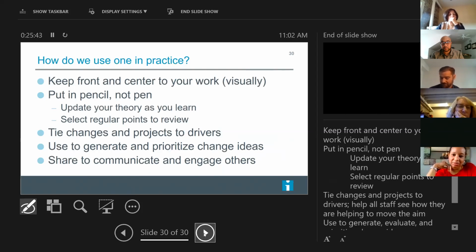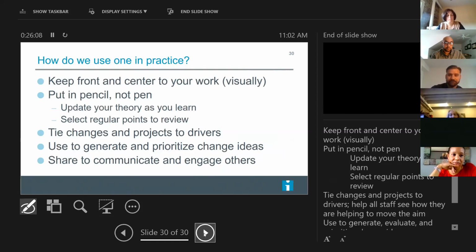And then kind of making sure that you tie your changes to the project drivers, and then can actually use that to generate and prioritize change ideas, and also as a way to engage others to say, hey, I just want to let you know, here's our best thinking about what it will take to improve this outcome. And others can say, I think I have a different theory, or I think I might think about that a little differently.